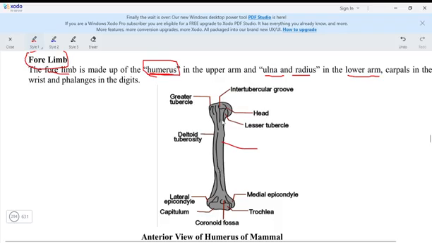So let's start with the first part of the forelimb, which is the humerus. When we look at the humerus, there is this head. It's this head that will enter the glenoid cavity of the scapula to form the ball and socket joint. There is a groove here, a groove like a notch. They call it the intertubercular groove.